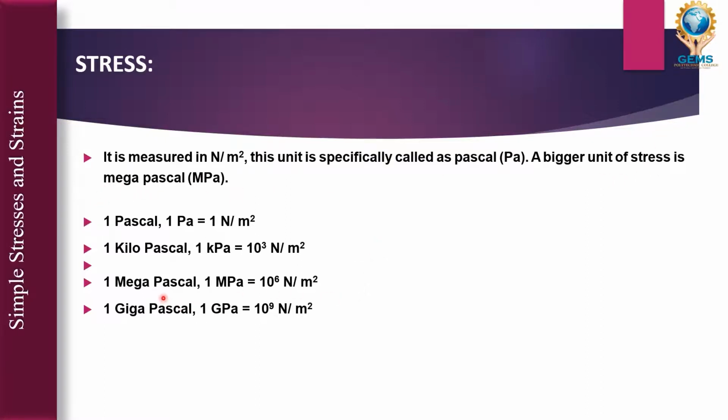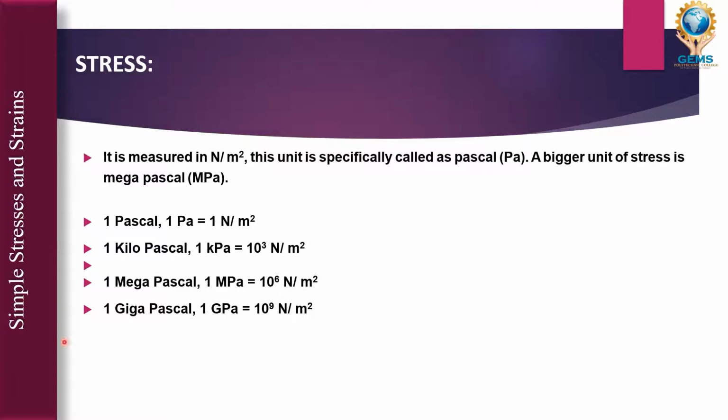Here it is written 1 megapascal is equal to 10 to the power 6 Newton per meter square. So here are some points which we must see. Understand? 1 Pascal is equal to 1 Newton per meter square. That's why Newton per meter square is known as Pascal. 1 kilopascal is equal to 10 to the power 3 Newton per meter square. 1 megapascal is equal to 10 to the power 6 Newton per meter square, and 1 gigapascal is equal to 10 to the power 9 Newton per meter square.